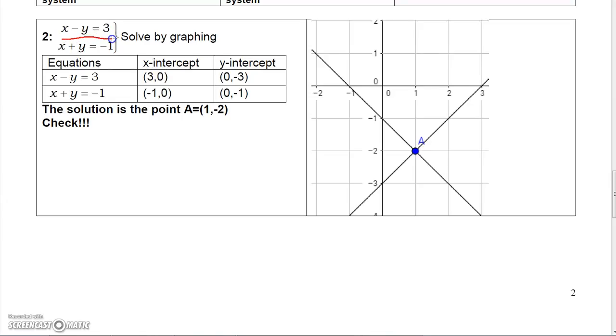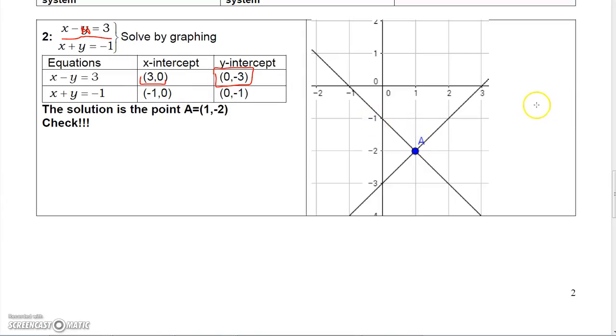Now I'm graphing these using the x and y intercepts. Sometimes it might be easier to write it in slope-intercept form and use the slope and the y-intercept, but in these it's not, so I'm going to use the x and y intercepts. So here, if x is 0, then minus y would be 3, so y would be negative 3, which gives me a y-intercept of (0, -3). And if you let y equal 0, you can see that x would be 3, so that gives me an x-intercept of (3, 0).